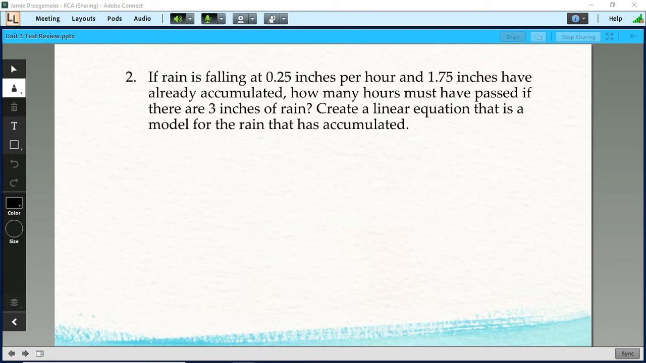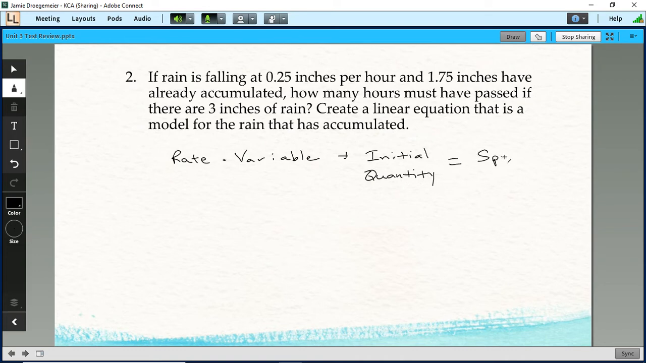So this is a rate of change problem, and we talked about problems like this in the unit when we're creating those equations. It's going to look something like this. We're going to have the rate times the variable plus the initial quantity, and that's going to equal the specific quantity that we're trying to find, or that we're trying to get to.